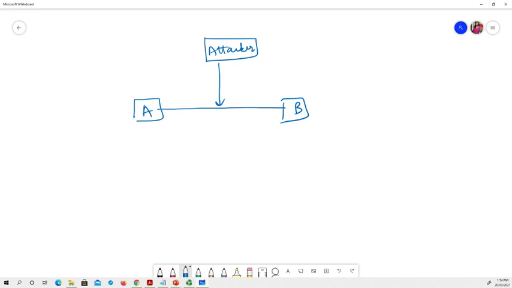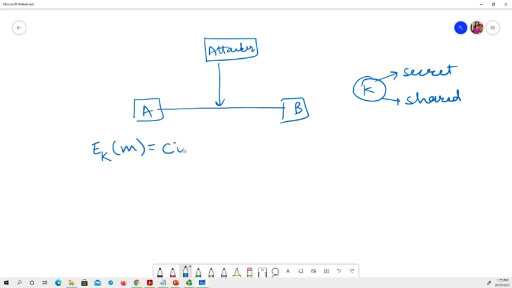The way symmetric key cryptography works is that both Alice and Bob communicate through a single key, which is known as a secret key or a shared key. This secret key has to be known in advance so that they can communicate with each other. Alice can apply an encryption algorithm using the key K on the message so that it creates the ciphertext, and this ciphertext is communicated on the insecure channel.